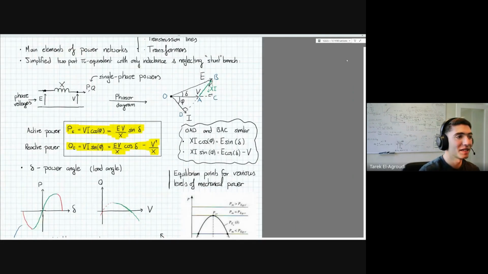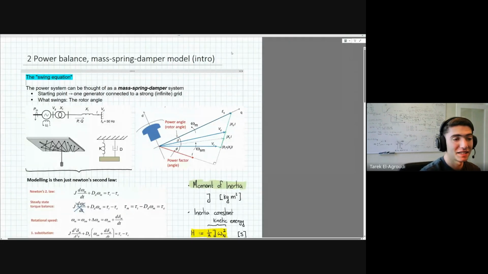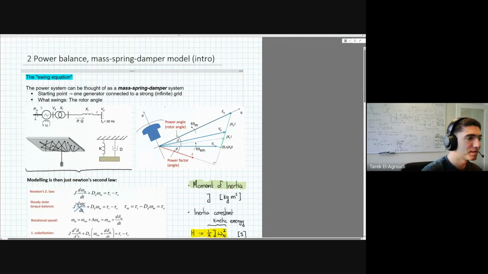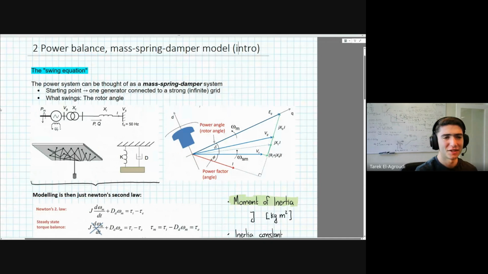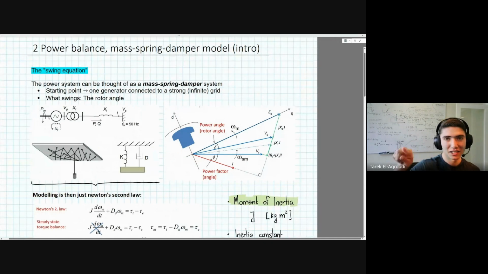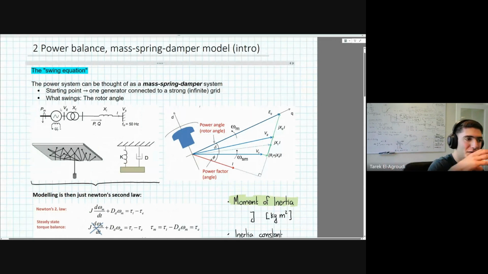Moving on, the next topic is power balance. So that's the introduction to this swing equation. I've basically introduced this already, but there's a mechanical power which accelerates the generator, and there's an electrical power which dampens the generator.